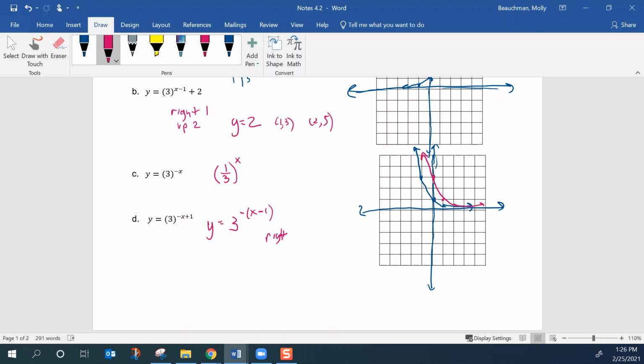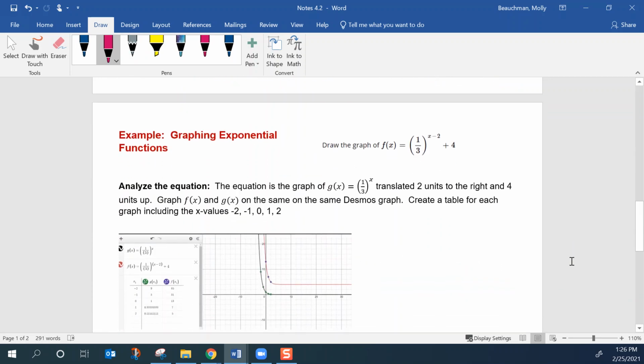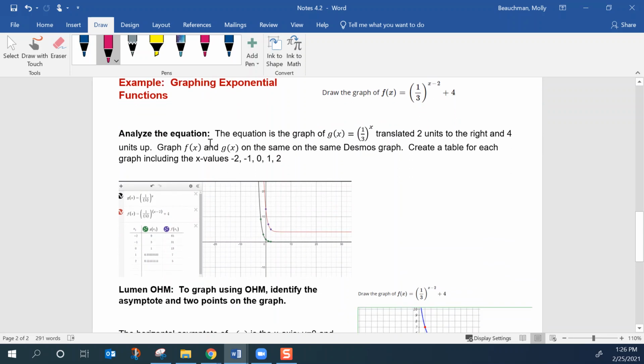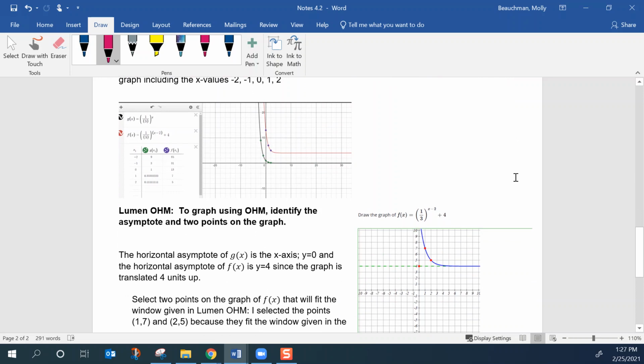Our horizontal asymptote didn't change because we didn't move up or down, but our coordinates changed because we moved to the right one. So what you'll have to do on homework is graph quite a few of these. I've got an example on how to graph exponential functions. To draw the graph of 1/3 to the power of x minus 2, plus 4, analyze the equation first. This is the graph of the equation 1/3 to the power of x, translated 2 units to the right and 4 units up. If you graph both of those on the same Desmos graph and create a table, this is what you end up with.